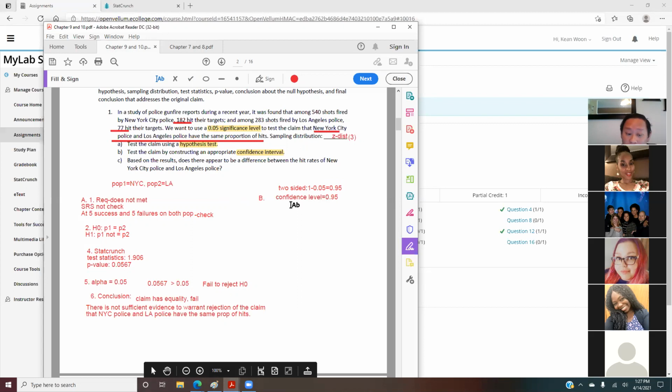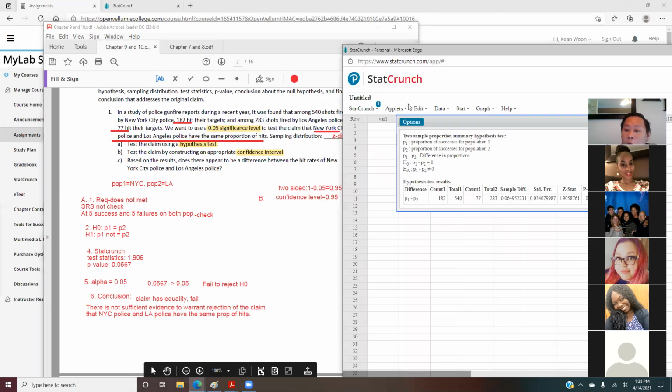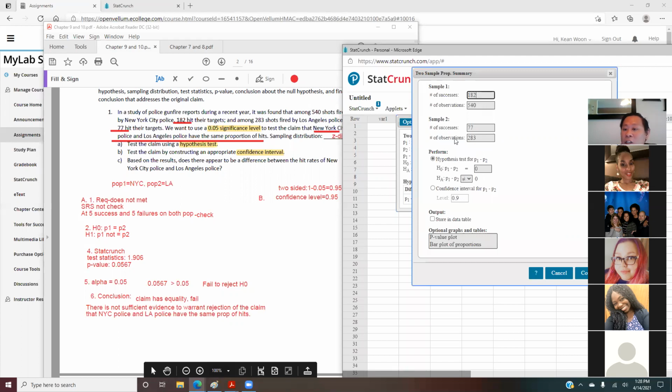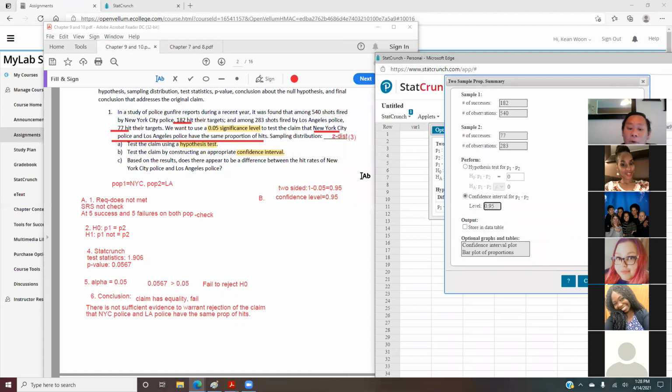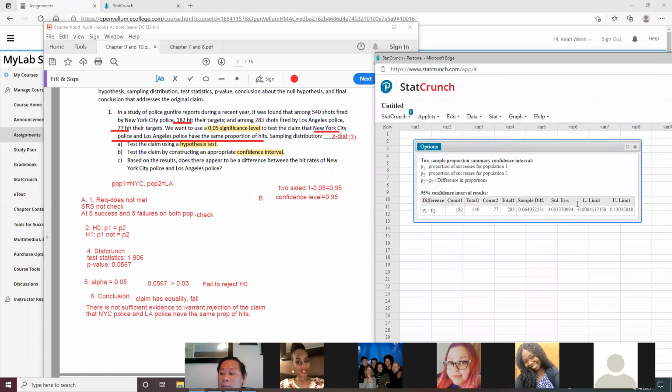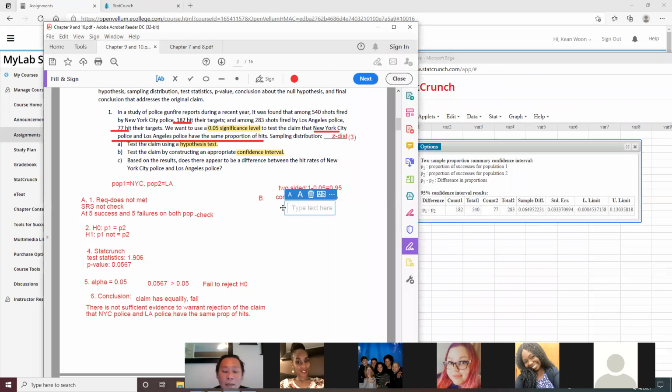You just need to put these two down, and then you go to your option, add it, and this is the same number. You do not do anything with this. You just click on the confidence interval, and this is the 95% that we are looking for, 0.95. When you hit compute, this is your lower, and this is your upper. So your answer in this case will be negative 0.00045, 0.1303, something like that. So this is your confidence interval, your lower and upper limit.